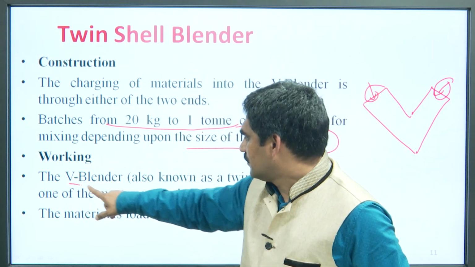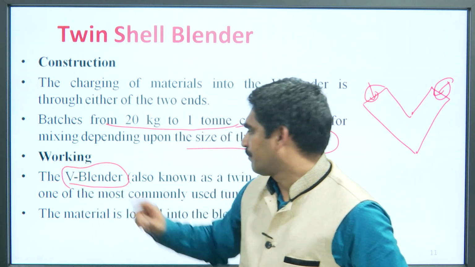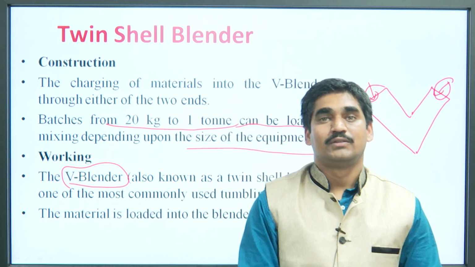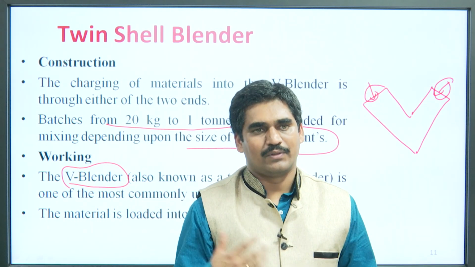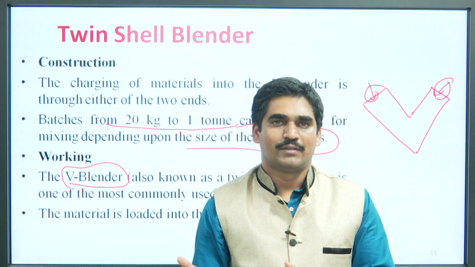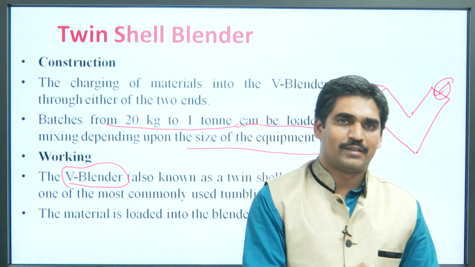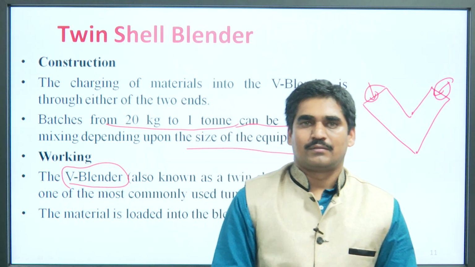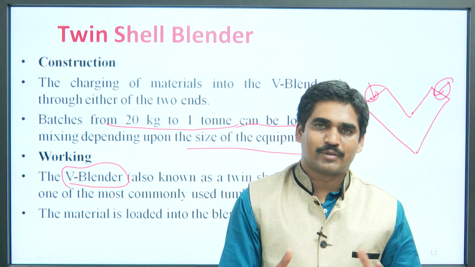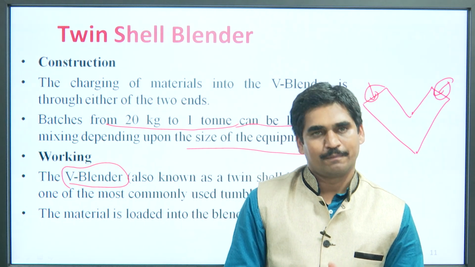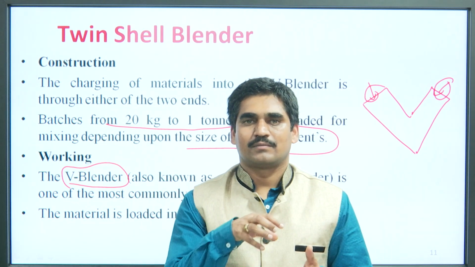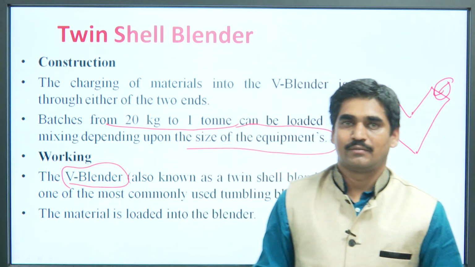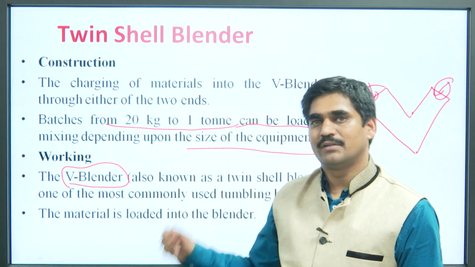It is a V shaped blender, that is also called a twin cell blender, or we can say that the twin cell blender is also called a V shaped blender. These are one of the most commonly used tumbling blenders. In these cases, material is loaded into the blender through any one of the cells.